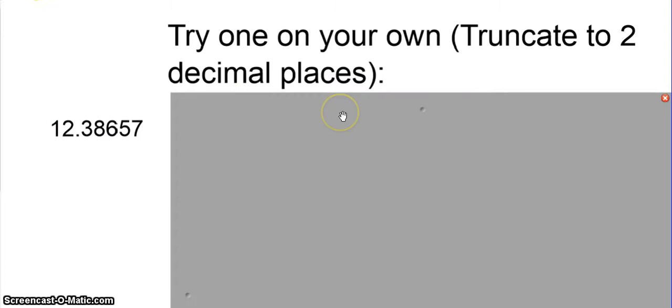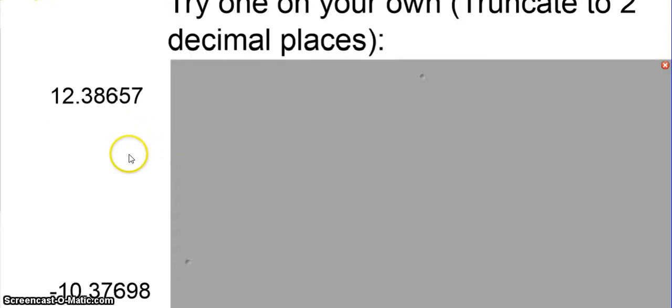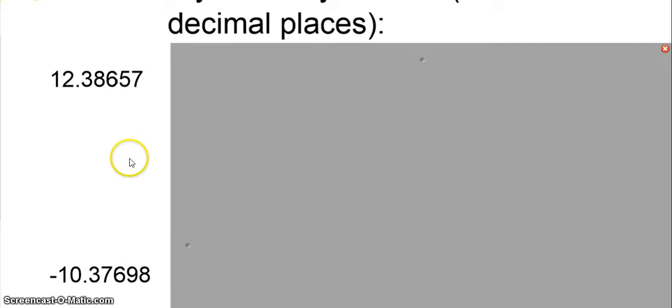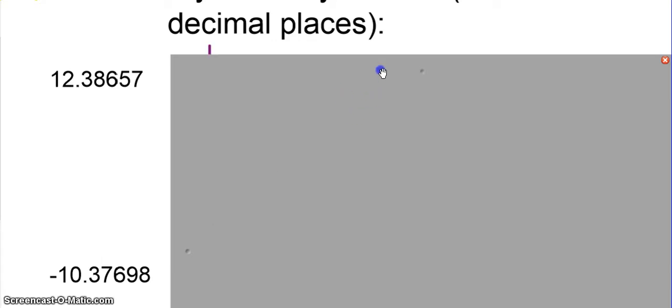I'd like you to just try to truncate these next two on your own to the second decimal place, just as a little practice. So if we have a number 12.3865 and negative 10.37698, truncate these to the two places. Why don't you pause the video and work on these in your notes. Thank you. Alright, so now that you have worked on these, let's take a look here.